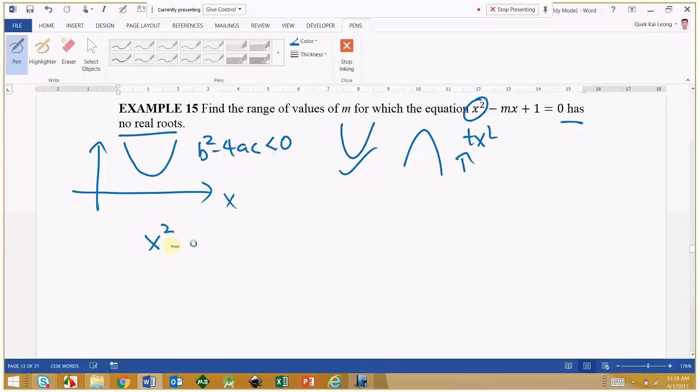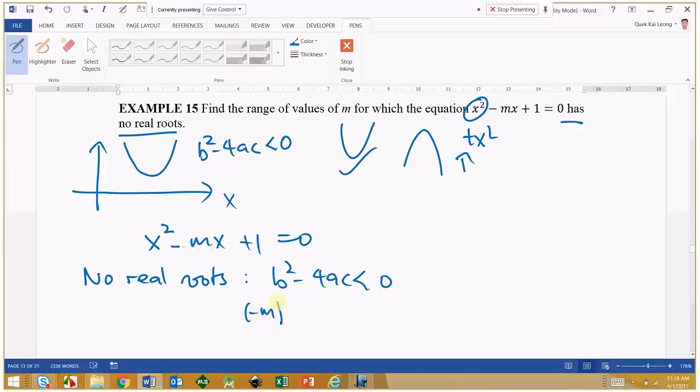x squared minus mx plus 1 equal to 0. So a is 1. Okay, no real roots, so b squared minus 4ac is less than 0. b is minus m, a is 1, c is 1. So m squared minus 4 is less than 0.